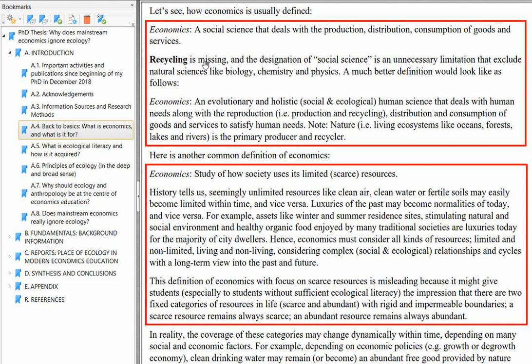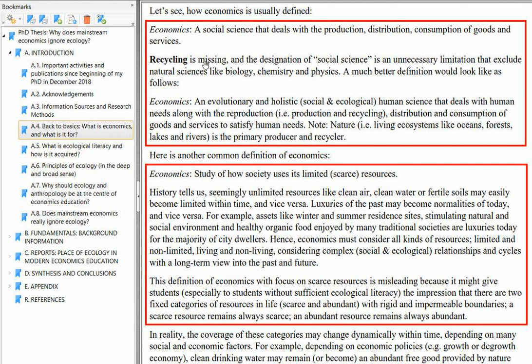This is an excerpt from my PhD thesis and also from my book, Ecological Ignorance in Mainstream Economics, because this book is a product of my PhD thesis, and the subject of my PhD thesis was, why does mainstream economics ignore ecology? And with mainstream economics, I mean neoclassical or neoliberal economics that dominates the teaching of economics today.